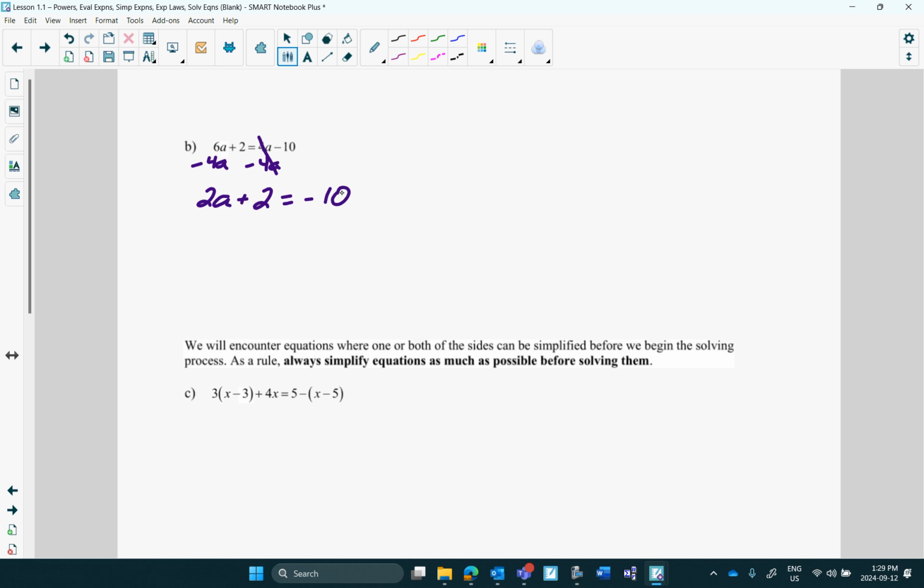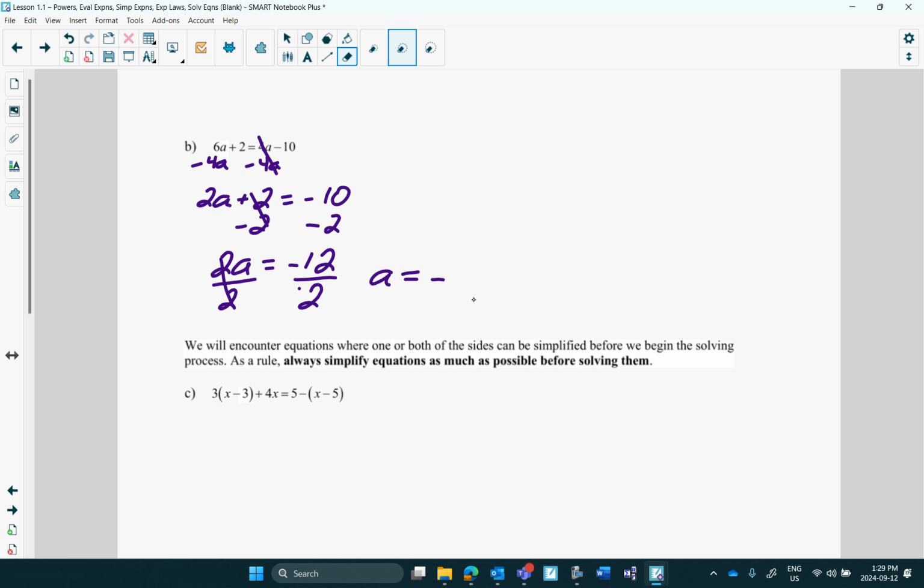Then you subtract 2 on both sides. And you get 2a equals negative 12. Then you divide by 2. And then you get a equals negative what? 6. Negative 6. Yes. I didn't know if that's what you said. All you had to do was repeat what you said. I wasn't trying to throw you off.